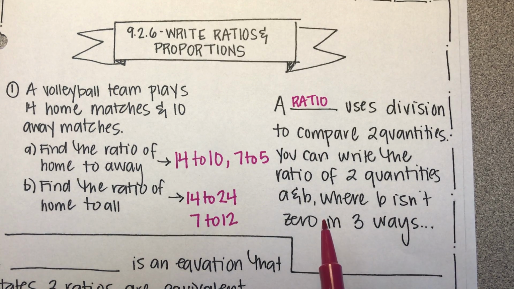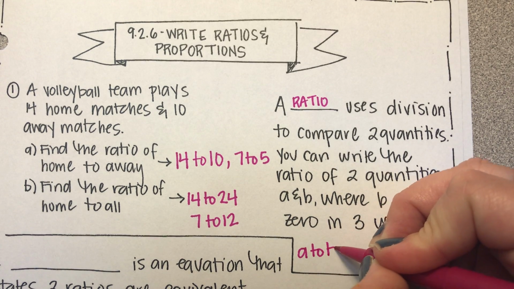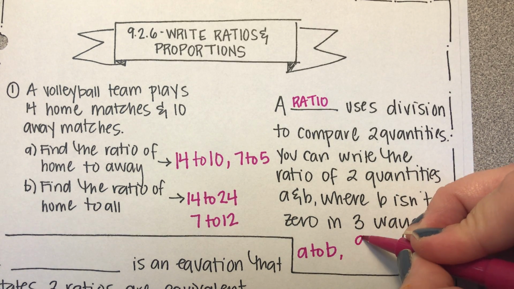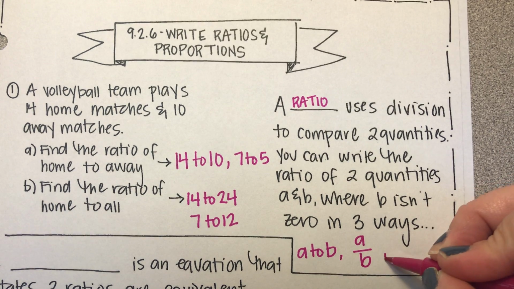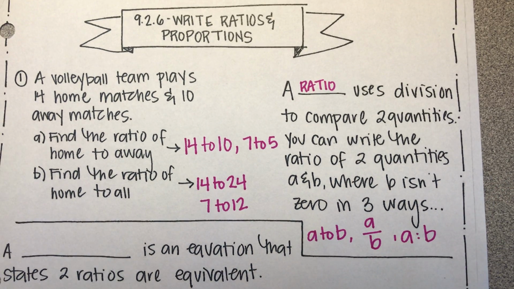You can write the ratio of two quantities, A and B, as long as B isn't 0, in 3 ways. The way that we just did it with the word "to," you can write it as a fraction, A over B, or you can use a colon. Those are the 3 different ways to write a ratio.